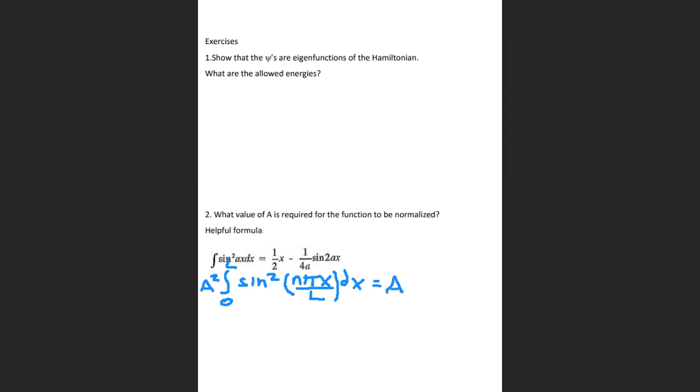Okay, and the antiderivative can be inferred from the formula. So again, A squared is on the outside, but the antiderivative is 1/2 x minus 1 over 4a, where a looks like it has to be n pi over L, times sine of 2ax, which of course is sine of 2 n pi x over L. Oh dear.